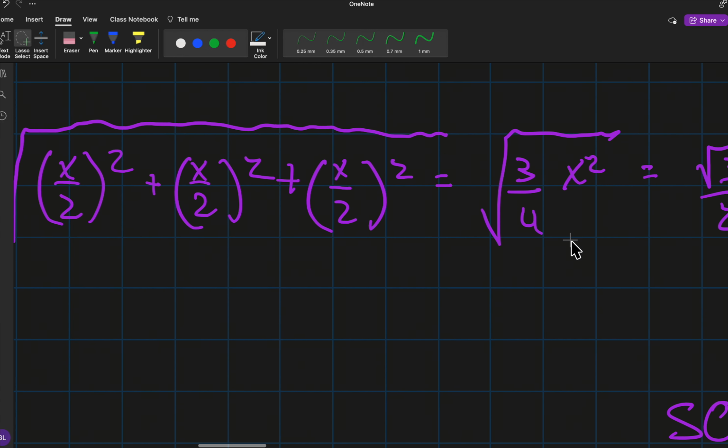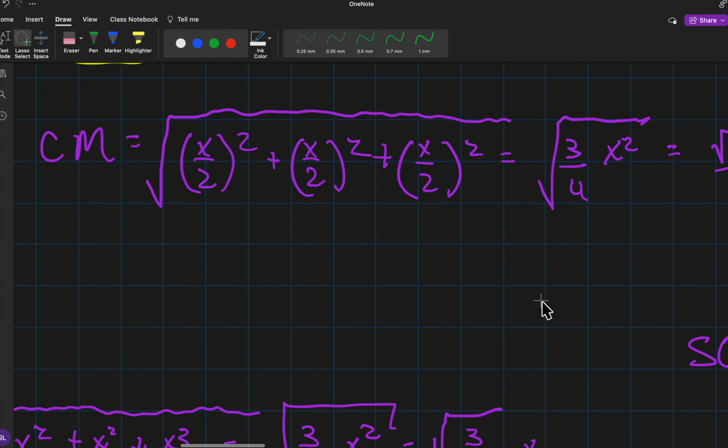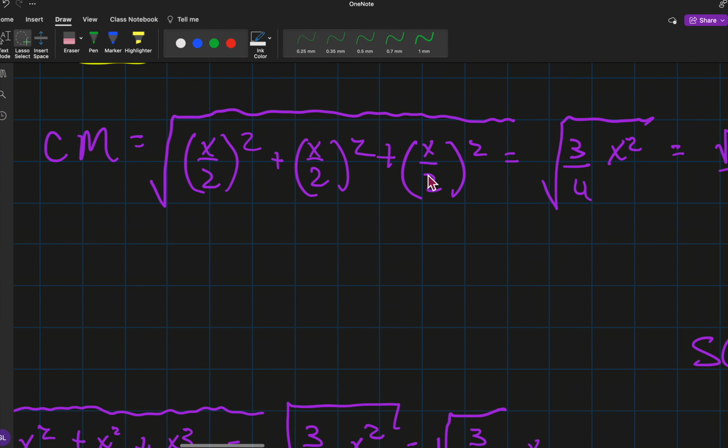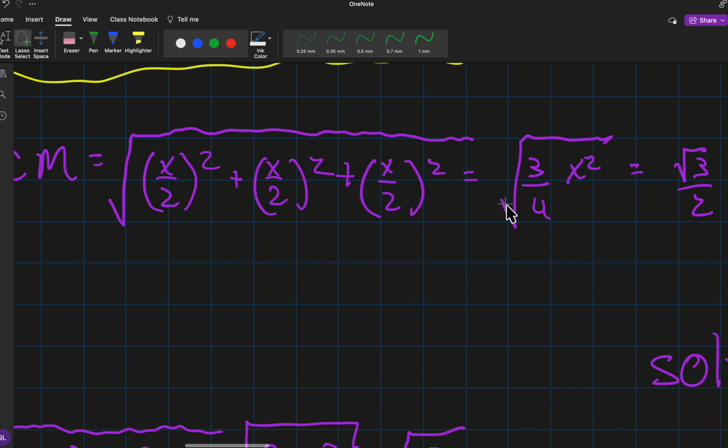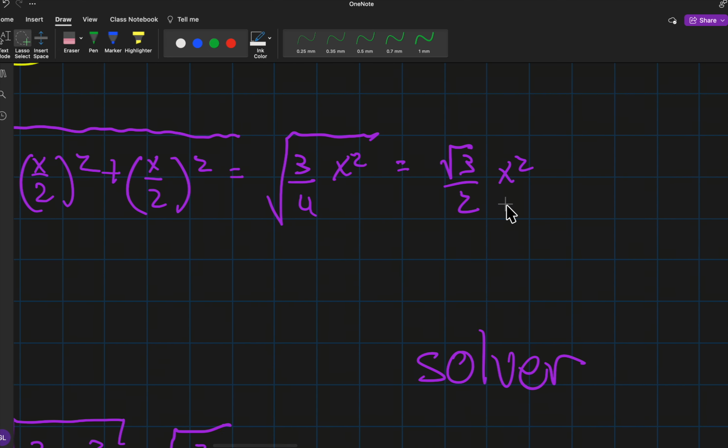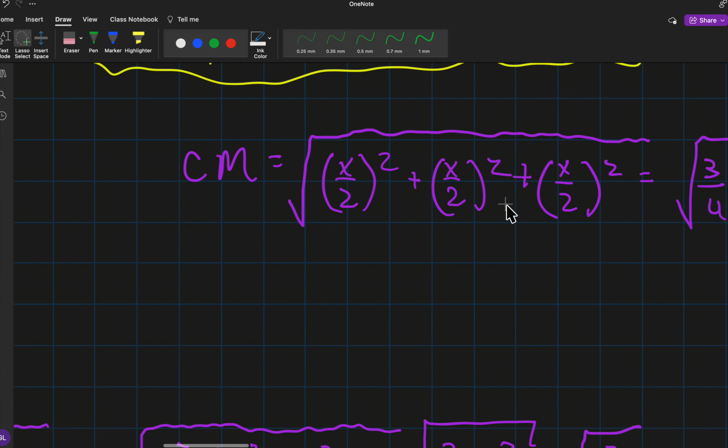And the last segment, CM. It's half the distances in each of the directions because it's from the midpoints. So boom, boom, boom, boom. And the last thing you do is you just throw that all into your solver with the law of cosines to solve for the angle.